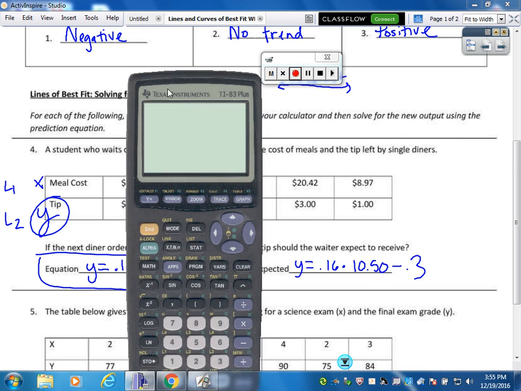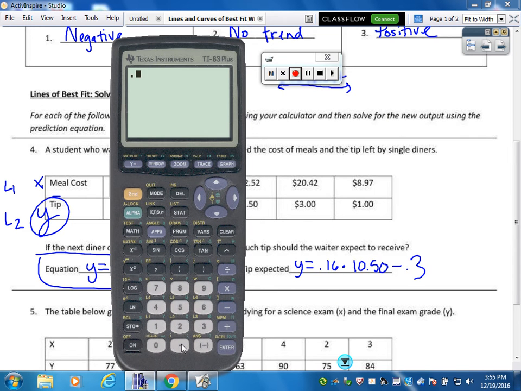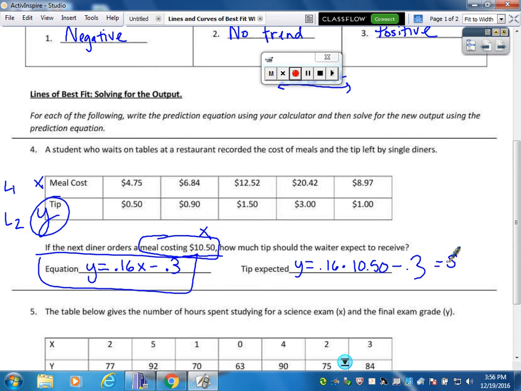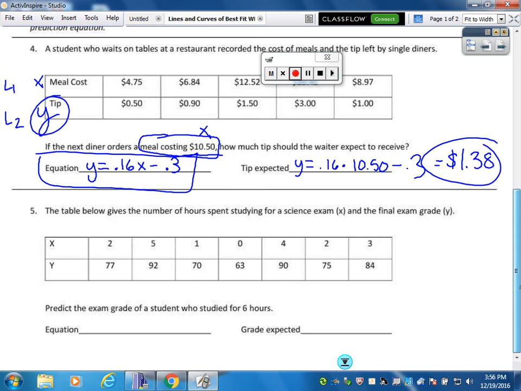Your calculator makes it really quick. Let's do it. It says 0.16 times 10.50 minus 0.3. And your calculator will do that PEMDAS for you. We'll multiply and then subtract right there. So we should have left a tip of $1.38. So $1.38 is the tip amount for that meal. All right, if you're feeling comfortable, go ahead and move along without me. If not, stay right here and we'll do another one.